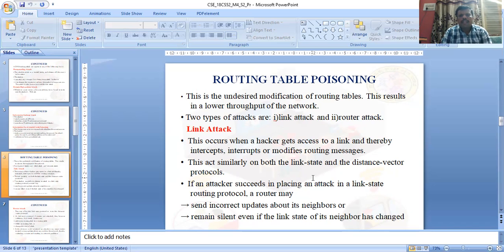A router may send incorrect updates to the neighboring routers, or it may remain silent even if the link state of its neighbors has changed. If the link has changed, the neighboring routers may not know which link is the shortest link.